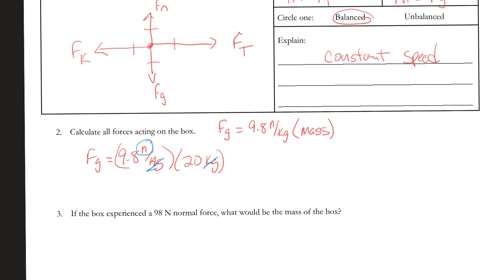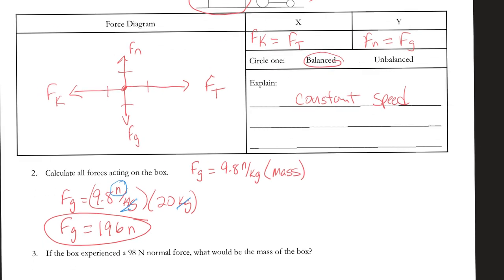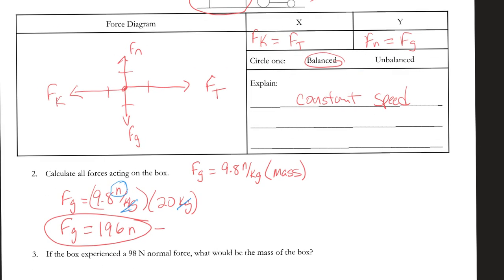So 9.8, let me get my calculator here, 9.8 times 20 is 196. So the force of gravity is going to be equal to 196 newtons. Now let's look at our x and y tables. If I know the force of gravity is 196 newtons, then I also know the force normal. So force normal is going to be 196 newtons, and the force of gravity is 196 newtons.